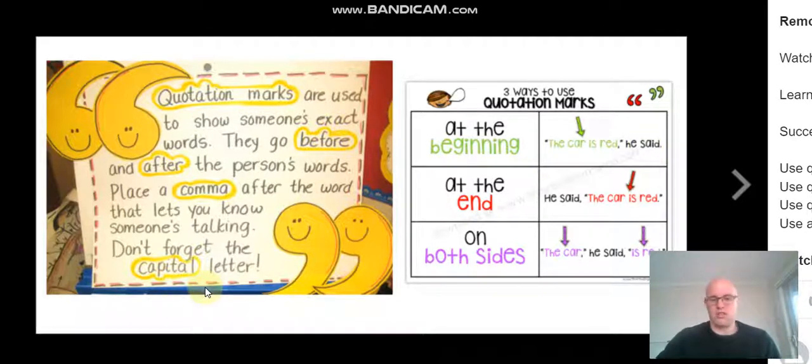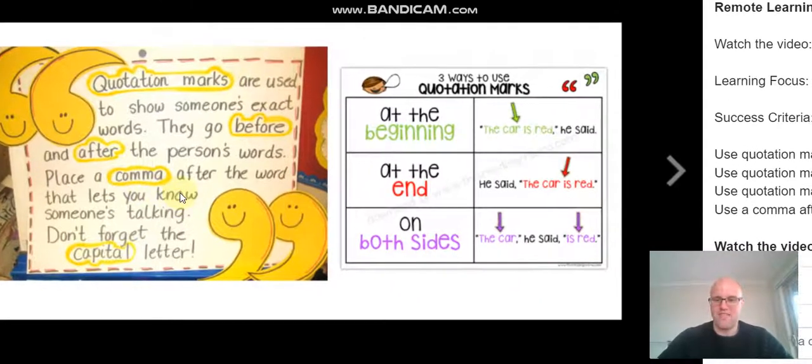This is a really good quote because I think it explains what you need to do when you use quotation marks beautifully, and it's in a quote, even better. So quotation marks are used to show someone's exact words. They go before and after the person's words. Place a comma after the word that lets you know someone's talking. Don't forget the capital letter. So we still use capital letters in quotation marks. The comma that they're talking about, we've actually done a little bit of work doing that over the last few weeks, so making sure we include the comma.